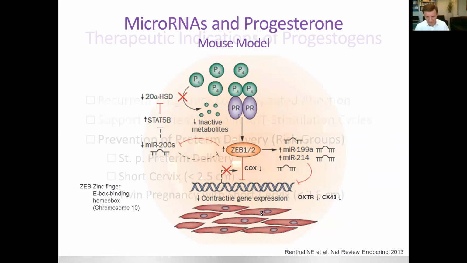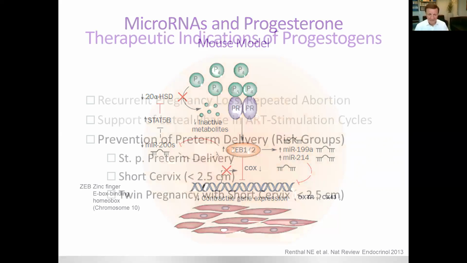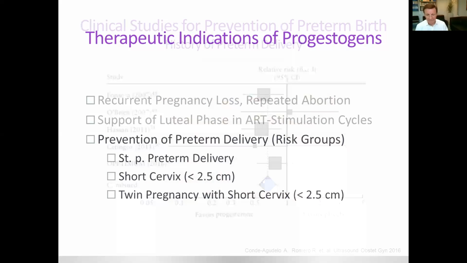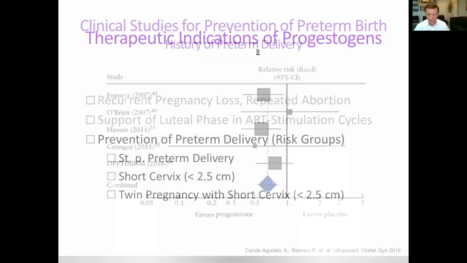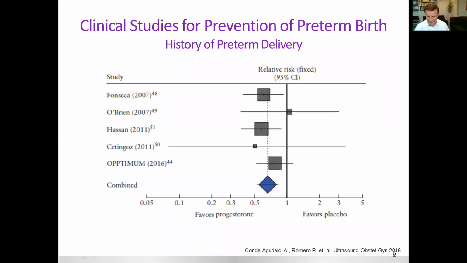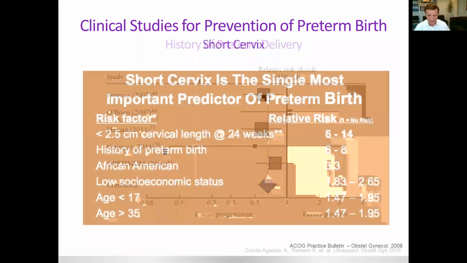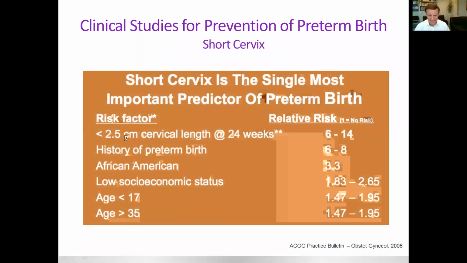And we have three specific risk groups where the therapeutic application of progestogens has clinically proven effective. First of all, women with a history of preterm delivery. The meta-analysis in 2016 clearly demonstrated that there is a favorable effect of progesterone, and more so in women with a short cervix. We know that a cervical length below 2.5 centimeters at 24 weeks gestation is the most important relative risk factor, even more important than history of preterm birth or other factors.